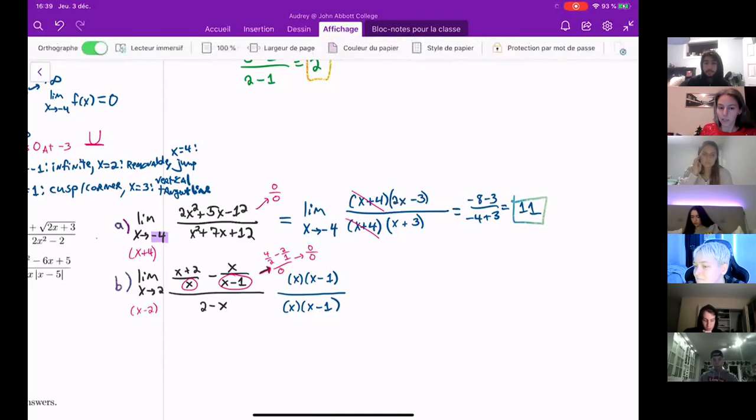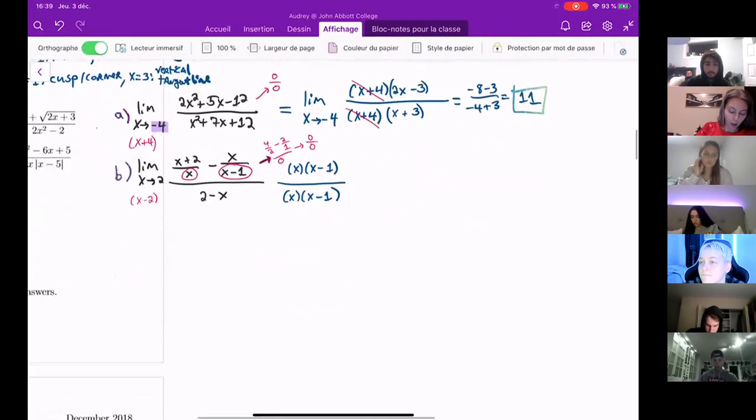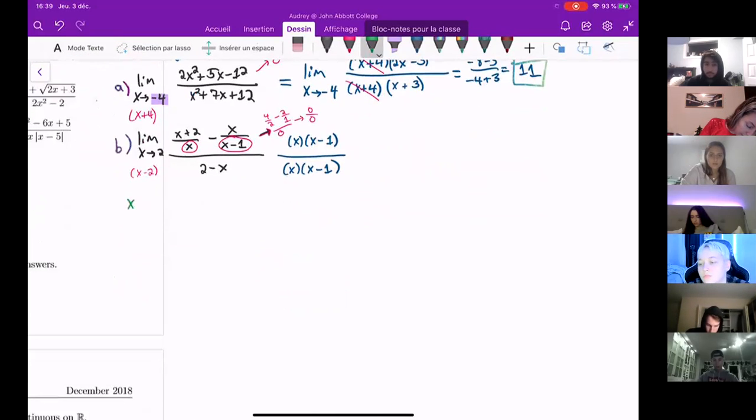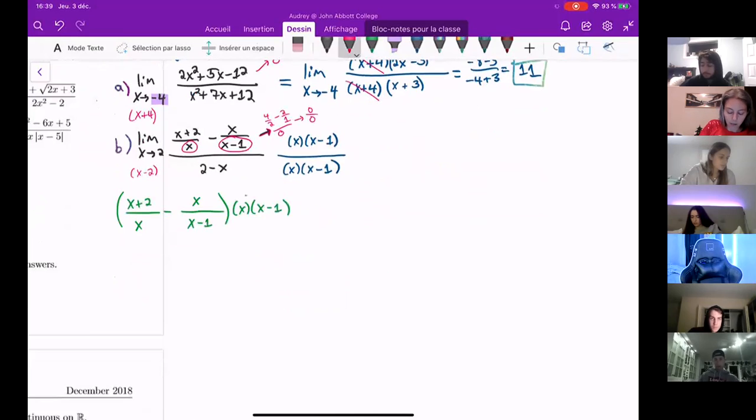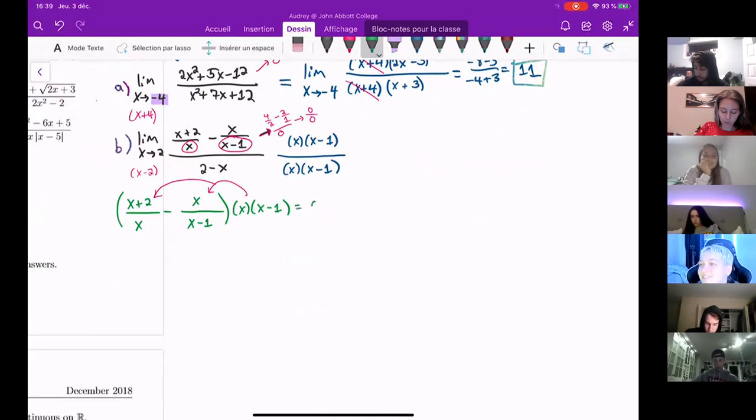Okay, so I'm going to go off to the side to do the hard work of distribution here. So I'm going to have x plus 2 over x minus x over x minus 1, and I'm taking all of that and multiplying it by x times x minus 1, which I'm then distributing to the inside here. So what is my x plus 2 ultimately going to be multiplied by? X minus 1. X minus 1 minus what is my x ultimately going to be multiplied by? X. Good job.